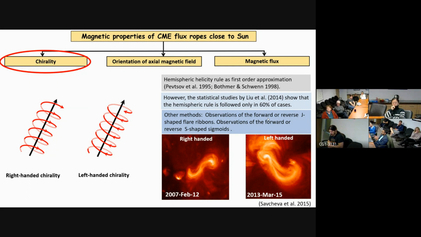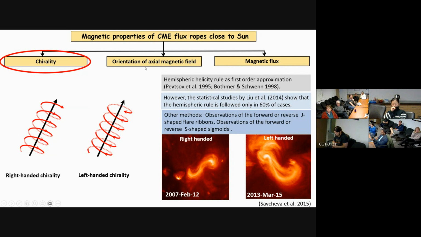And also, if we don't have any clear observation of these sigmoidal or J-shaped structures, then we can rely on hemispheric helicity rules, which tell you that irrespective of the solar cycle, all the erupting structures from the northern hemisphere of the sun should have a left-handed chirality, and if they are ejecting from the southern hemisphere, they are associated with right-handed chirality. In that way, we can estimate the sense of rotation of this helically twisted field around the central axis.